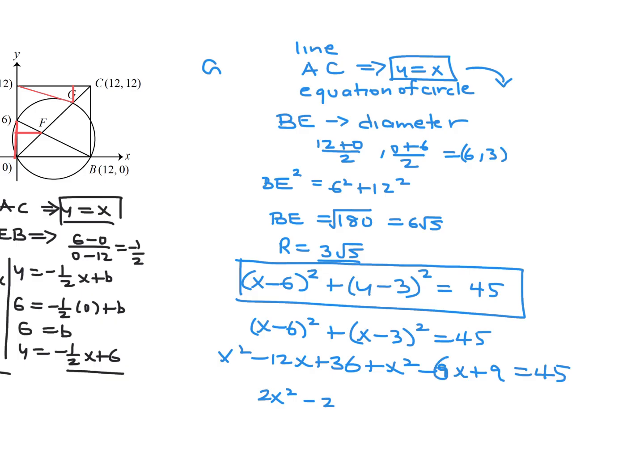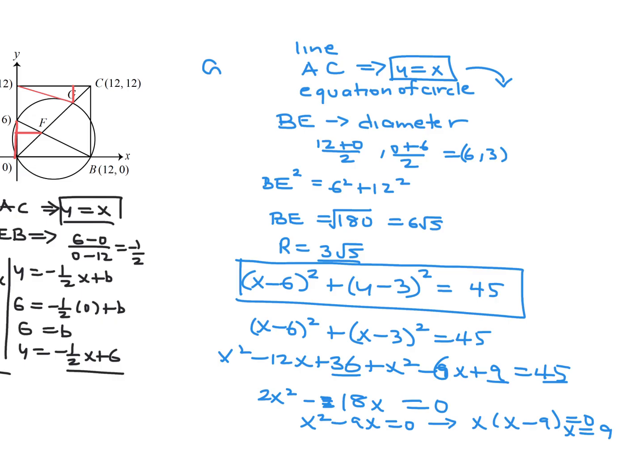6x. Can't make those mistakes. So that's going to be 18x. And 40. This is 45. That's 45. Okay, that's easy. 45's cancel. Divide through by 2. X squared minus 9x is 0. So therefore x minus 9 is 0. So x would be equal to 9.